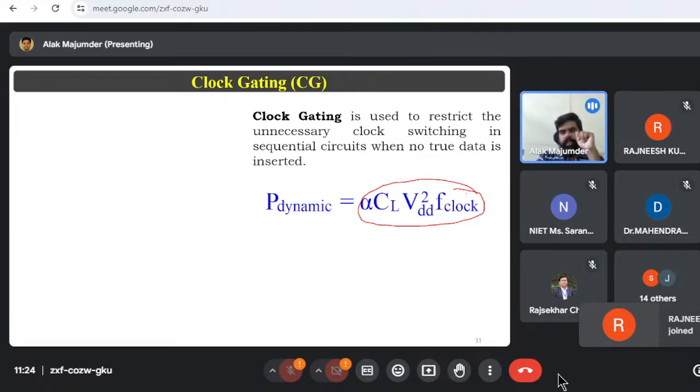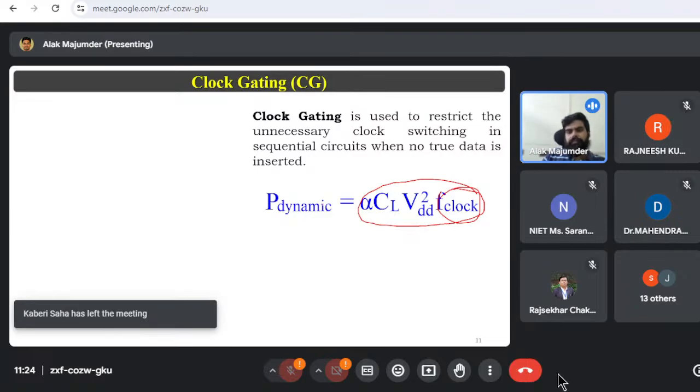And if you see here, depending on the frequency, it decides what power you are going to get, or it also decides what current is going to flow, right? So if you increase the frequency, current will increase. If you decrease the frequency, current will decrease, and accordingly dynamic power will get hampered, right?